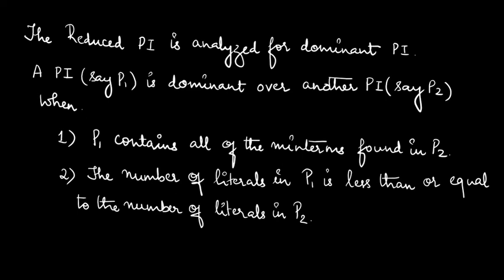For example, a prime implicant P1 is dominant over another prime implicant P2 when two cases are possible. The first case is P1 will contain all the minterms found in P2. The second one is the number of literals in P1 is less than or equal to the number of literals in P2.